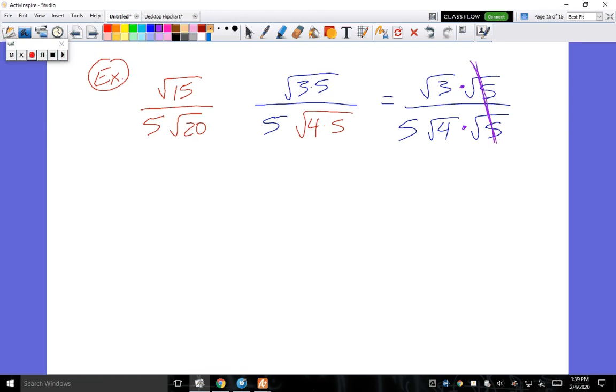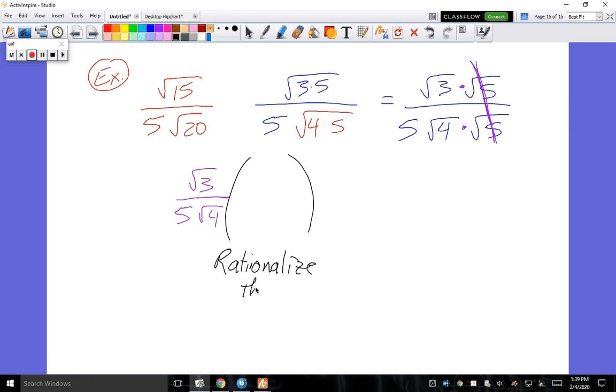Can I cancel anything else? Nope. So I'm left with root 3 over 5 root 4, but I have to do something called rationalize. Write this in your notes, please. Rationalize the denominator. Get rid of that square root. Square roots are not allowed in the denominators. Okay? How do I get rid of it?